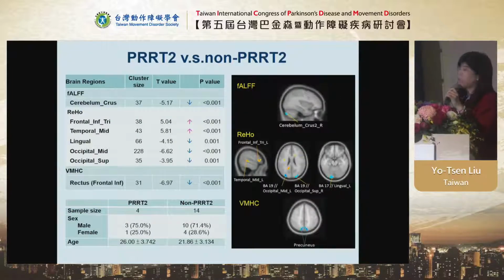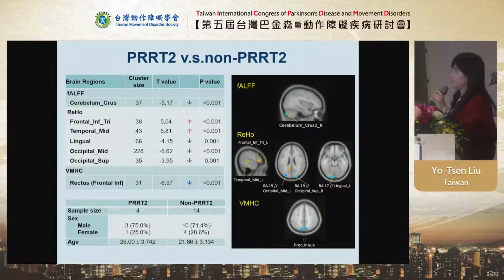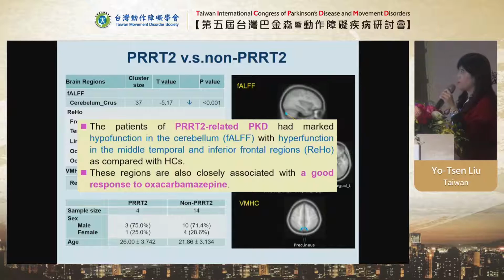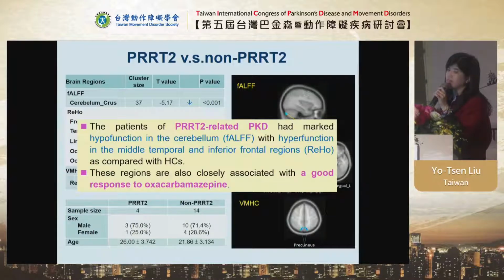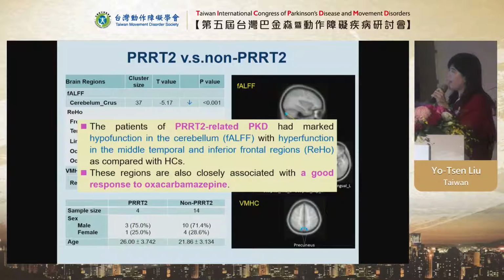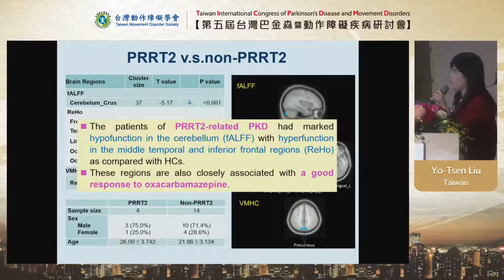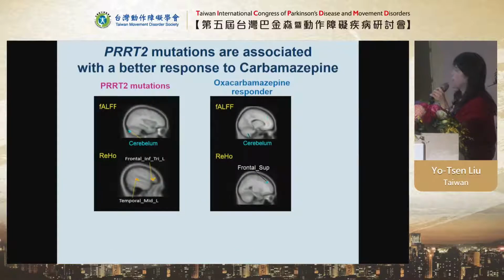And again, we looked for any difference in PRRT2 carriers. You can find that the area is very similar. Again, in the cerebellum and the temporal lobe, we found some abnormality. And actually, these regions are closely associated with a good response to oxcarbazepine. This is another anti-epileptic drug we use to treat PKD. So we put the pictures together for you to compare them.